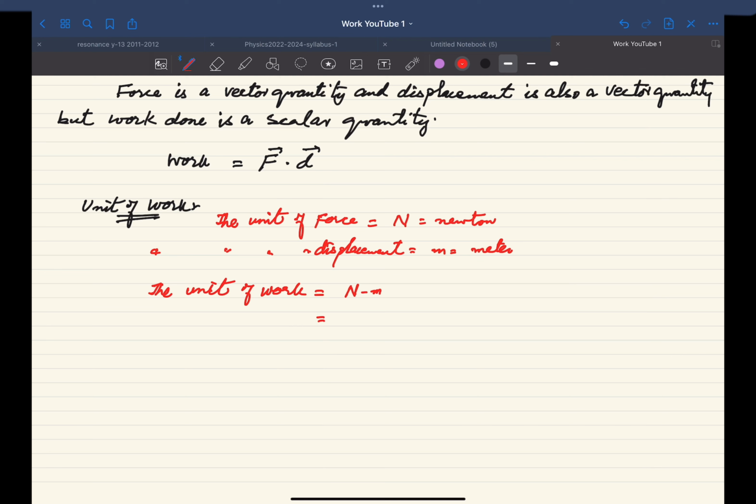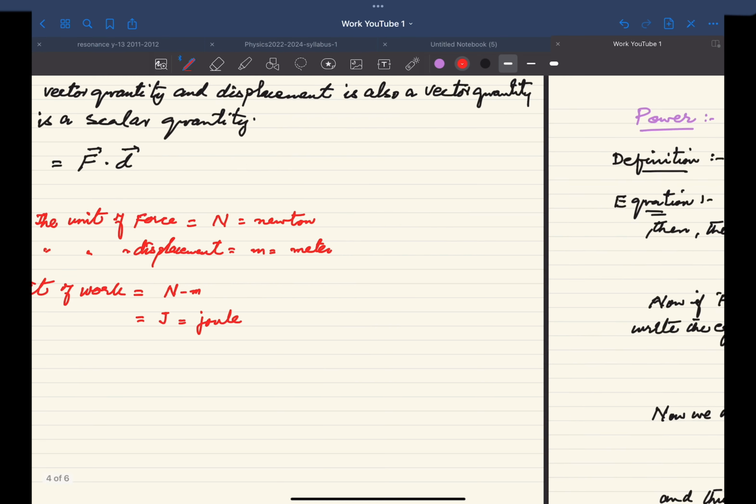And Newton meter is termed as joule. So remember that you can write the unit in terms of Newton meter, or you can write joule for the unit of work. This is very, very important. And then of course you can go to the other topic, which is power.